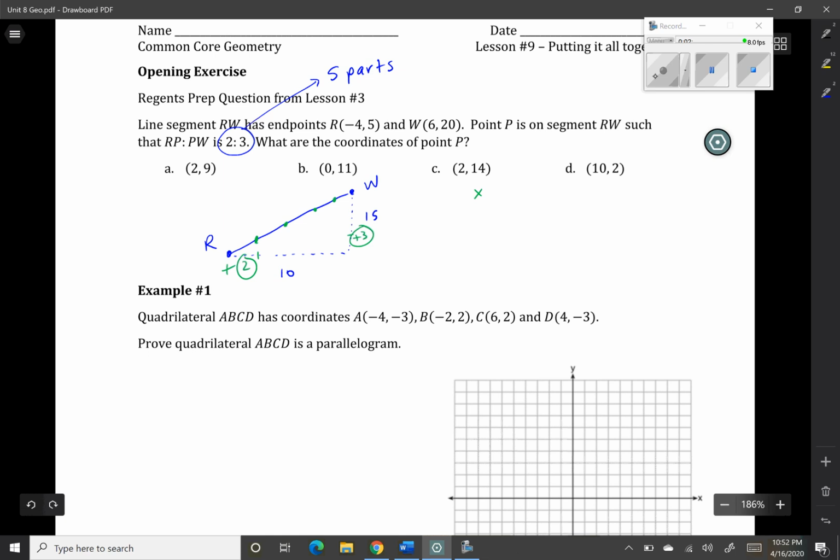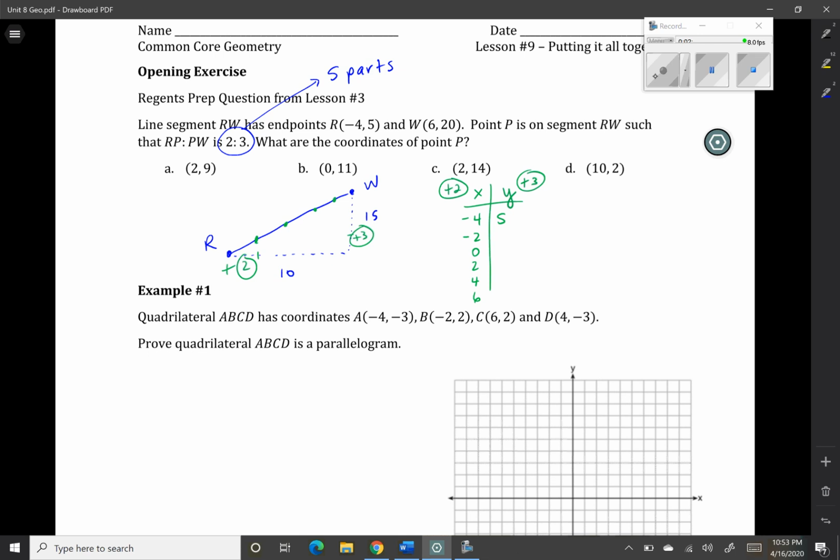If I make an X and Y table, starting with the original point, -4, 5, and remembering I'm going to go to the right 2, so that's going to add 2 to the X values, and up 3, that's going to add 3 to the Y values, I can determine all of the points that are on this line segment. So if I add 2 to -4, I have -2. Add 2 again, I'm at 0. Add 2 again, I'm at 2. Add 2 again, I'm at 4. And then add 2 one more time, I am now at 6.